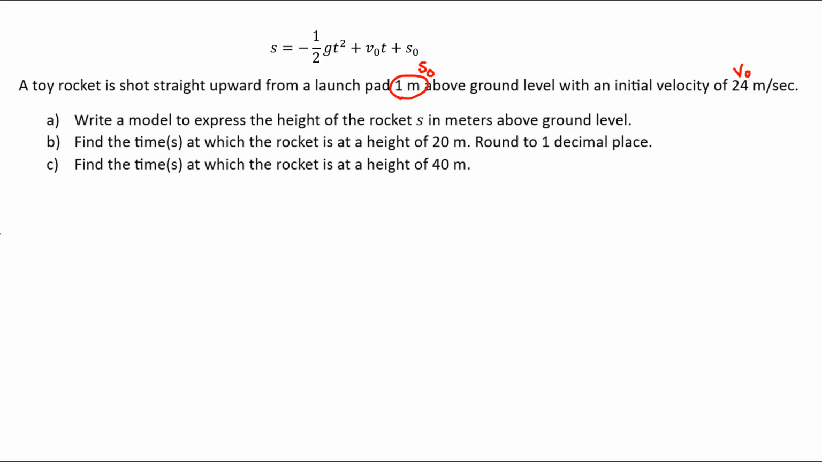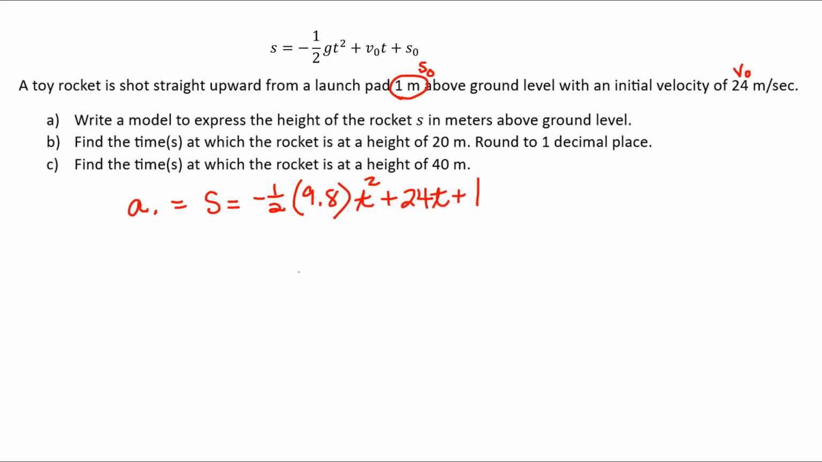And so part A, you're going to write a model to express the height of the rocket S in meters above the ground at time t. So that is going to be S equals negative 1/2 times the acceleration due to gravity, which, since we're using meters this time, is going to be 9.8 meters per second squared. So 9.8 will go here, and then t squared. We don't know what the time could be, the time is the variable. Plus v sub 0, which is 24, t, plus s sub 0, which is 1.